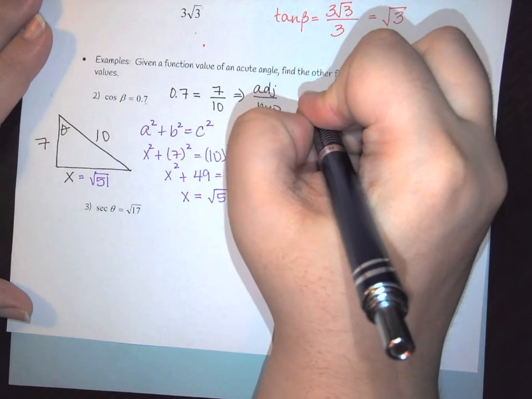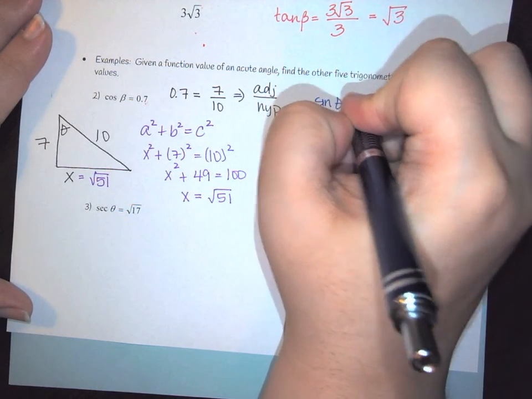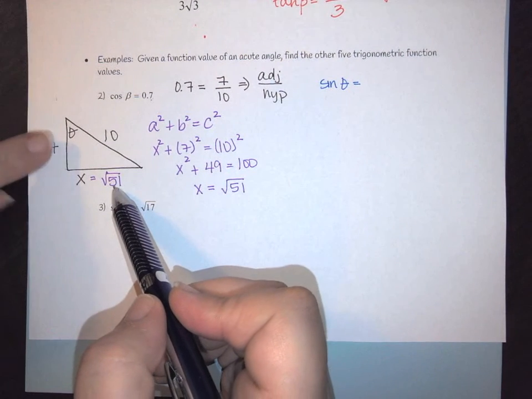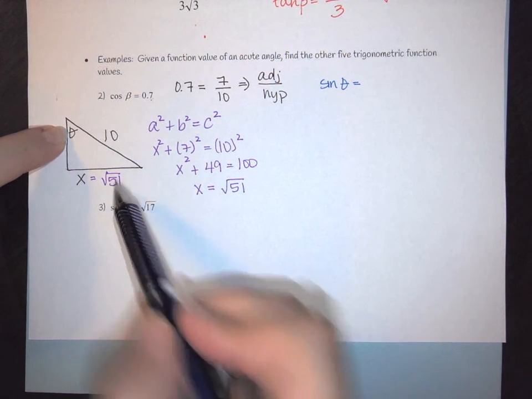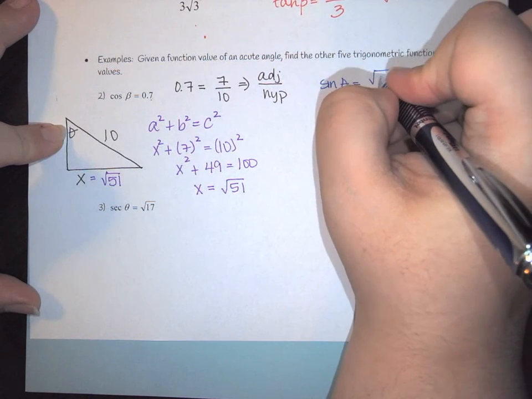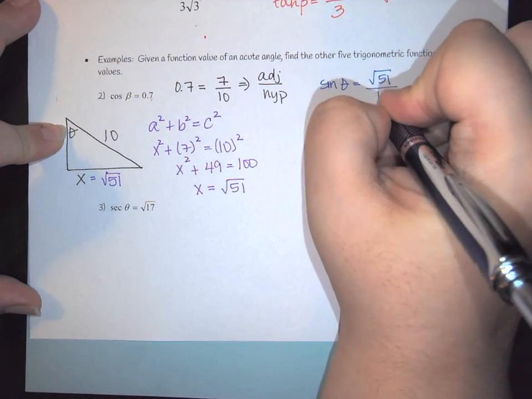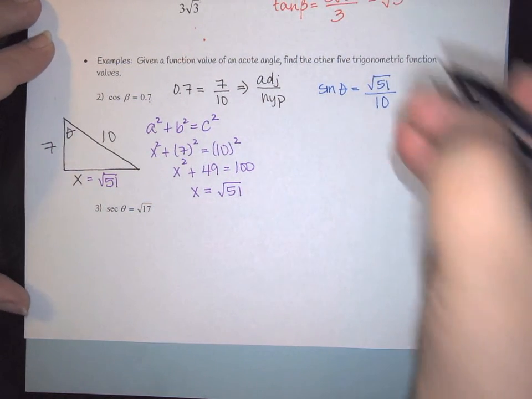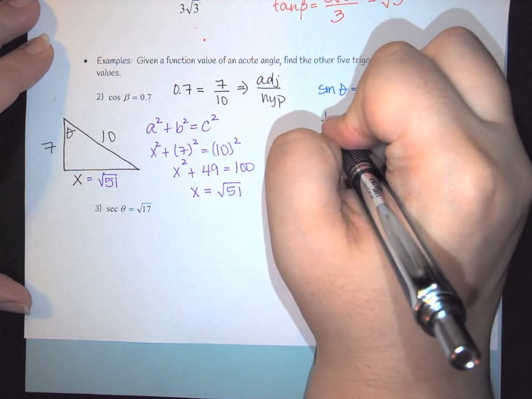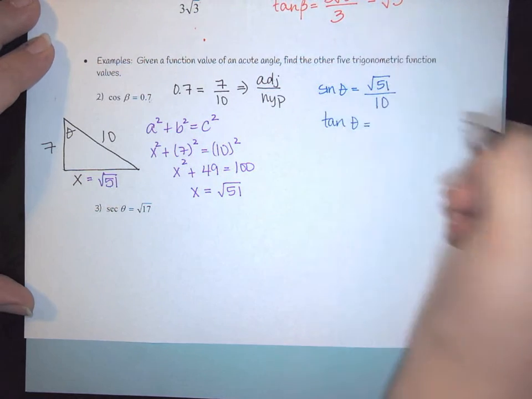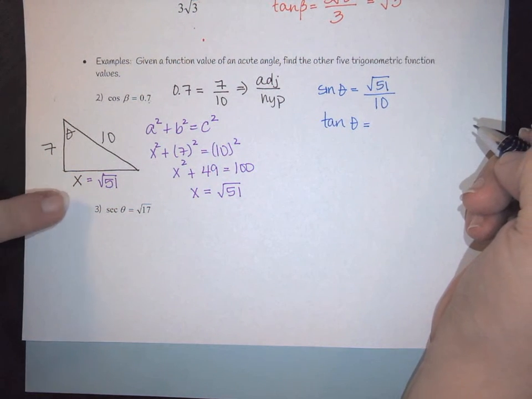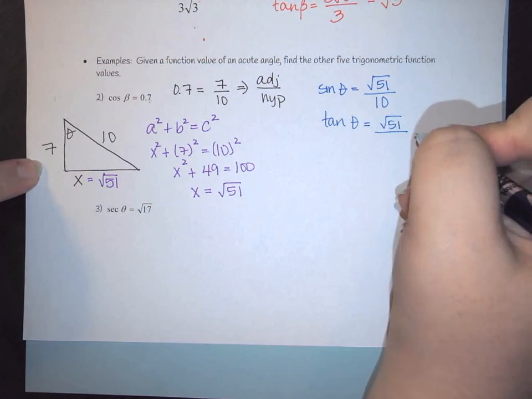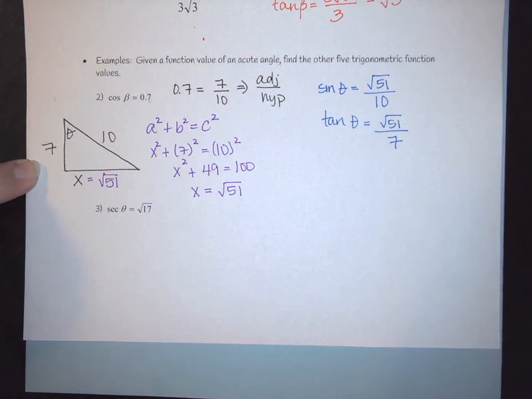So the first one that we have is the sine of theta is going to be opposite over hypotenuse. So my theta is right here at the top, so the opposite is going to be the square root of 51 over my hypotenuse, which is 10. I then have my tangent. So tangent is going to be opposite, so the square root of 51 over the adjacent, which is 7.